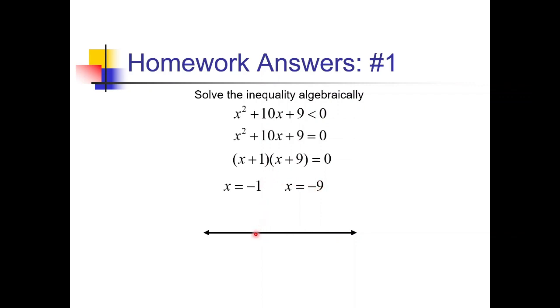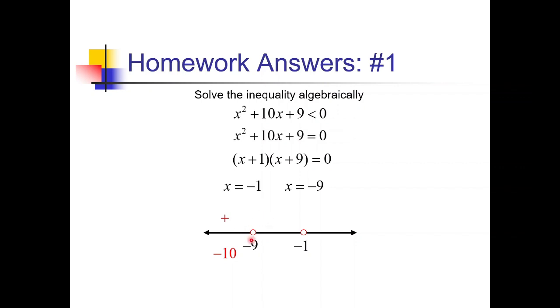So -9 is going to be over here, and then -1 somewhere over here to the right, not being super precise as long as they're in the correct order. And now we're going to do a little sign analysis in each of these three different regions. I'm going to plug some representative numbers into the factored version of this function. Let me plug in something less than -9, like -10. -10 plus 1 is negative. -10 plus 9 is negative. Negative times a negative is a positive.